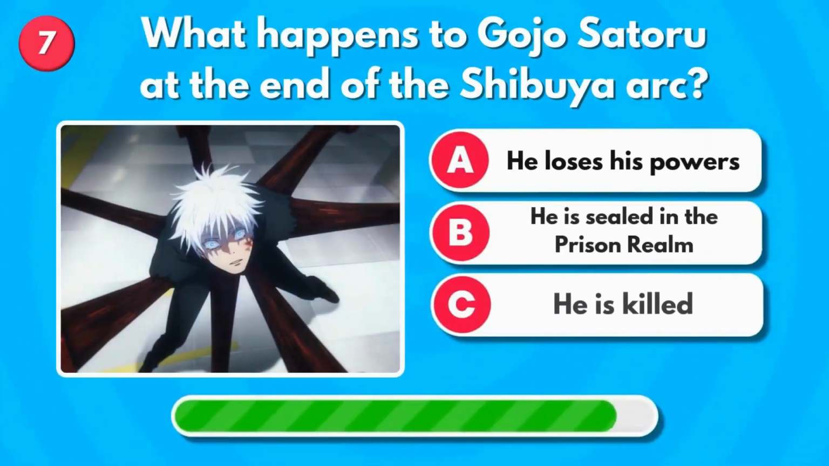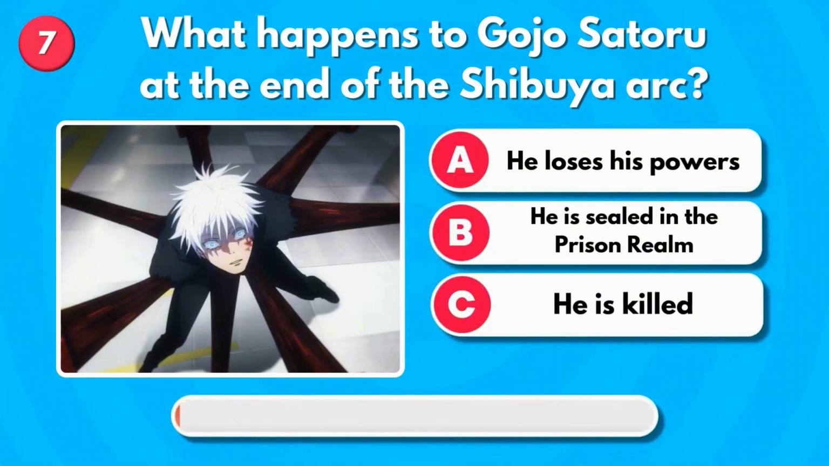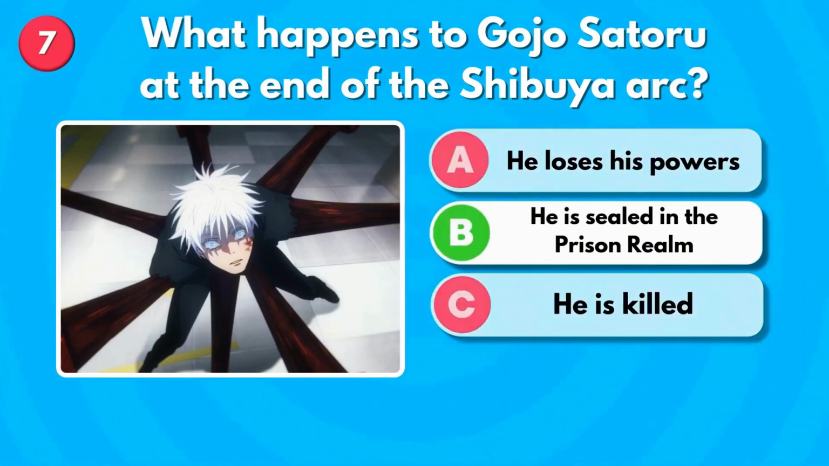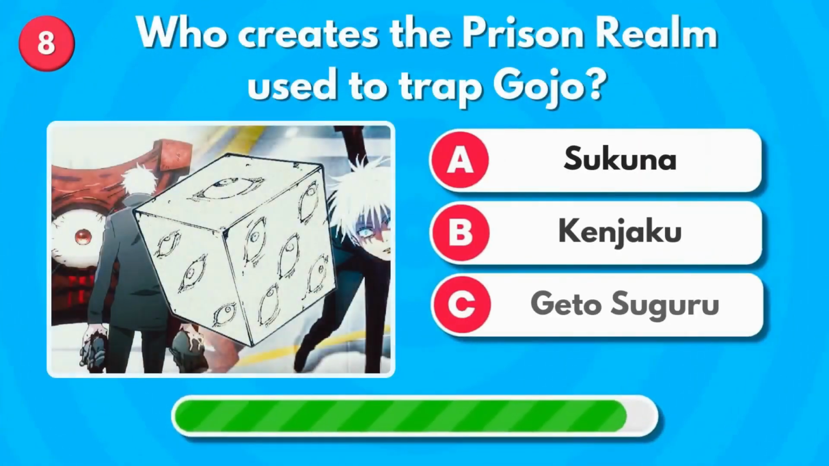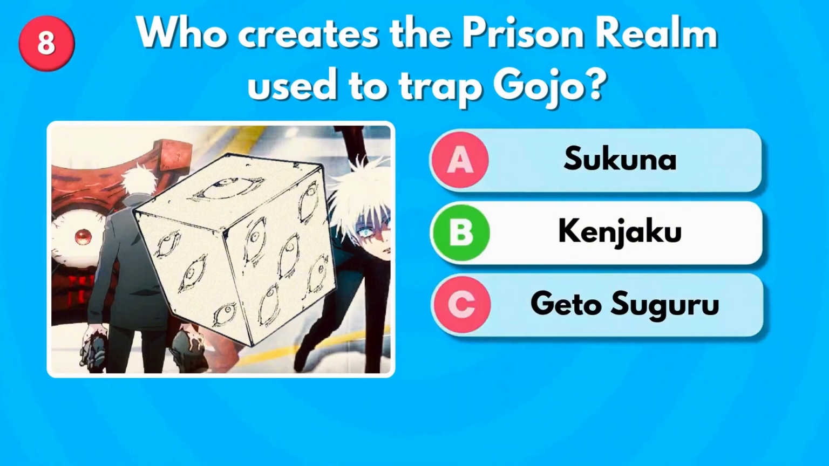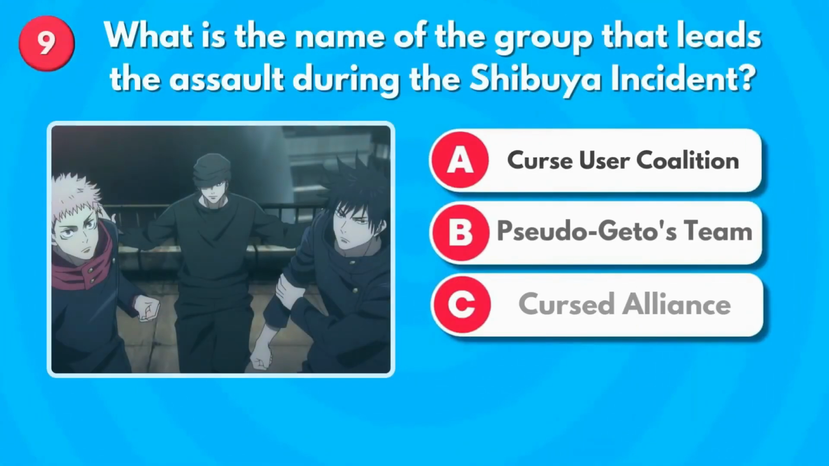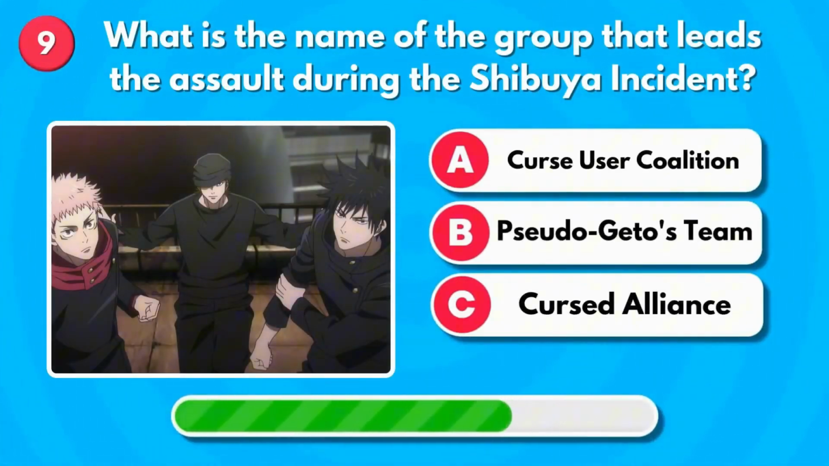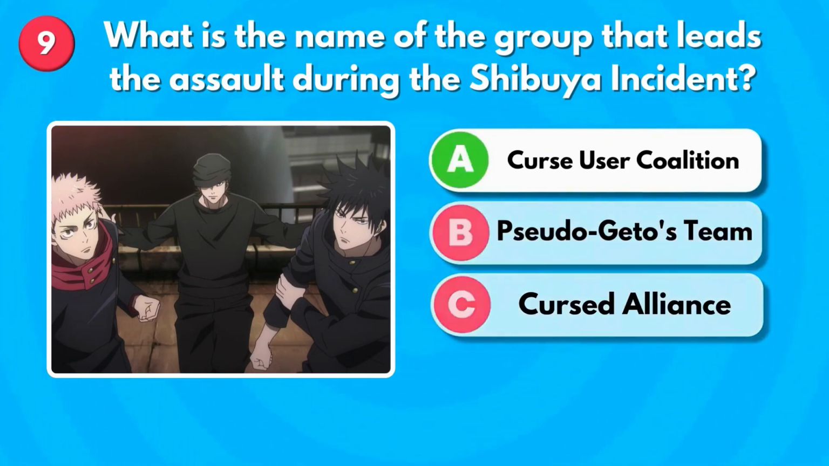What happens to Gojo Satoru at the end of the Shibuya arc? He is sealed in the prison realm. Who creates the prison realm used to trap Gojo? Kenjaku. What is the name of the group that leads the assault during the Shibuya incident? Curse User Coalition.